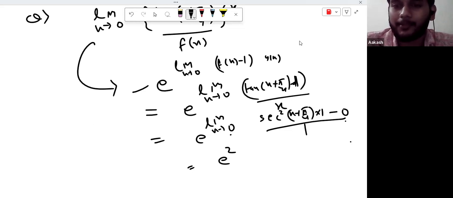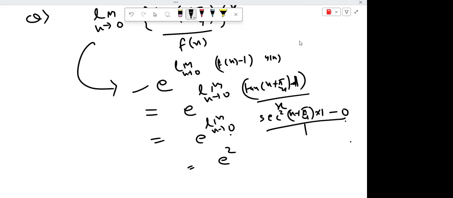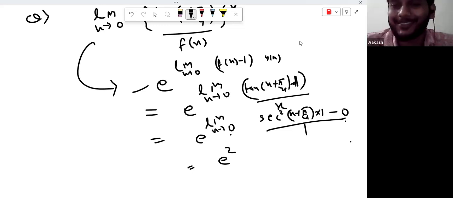Cos pi by 4 is 1 by root 2. So sec pi by 4 will be root 2, and sec square will be 2. So is the answer correct? Yes. Please note it down.